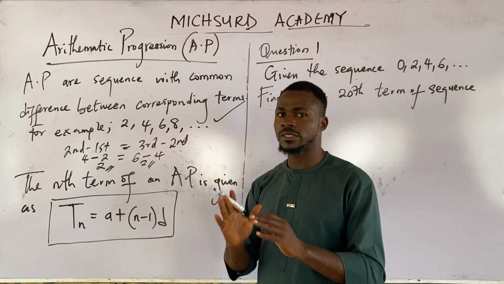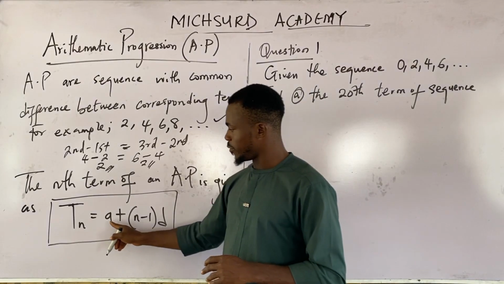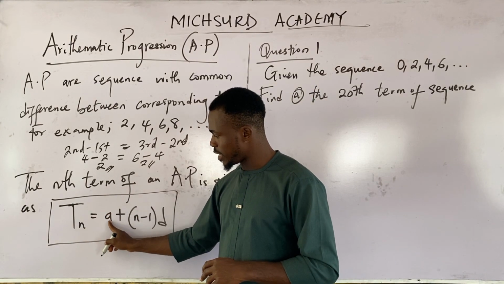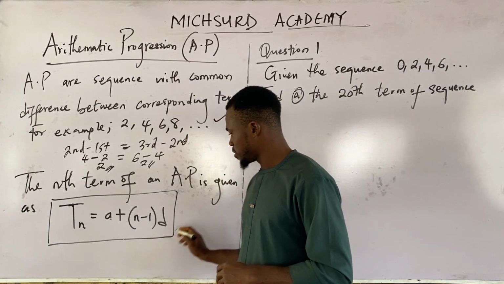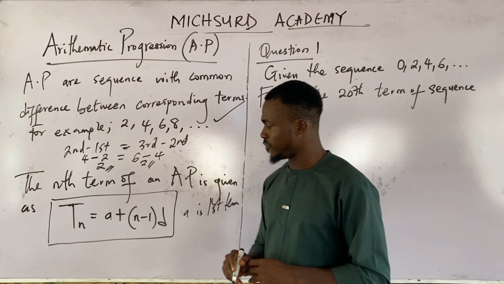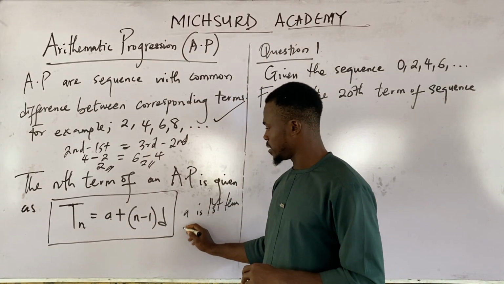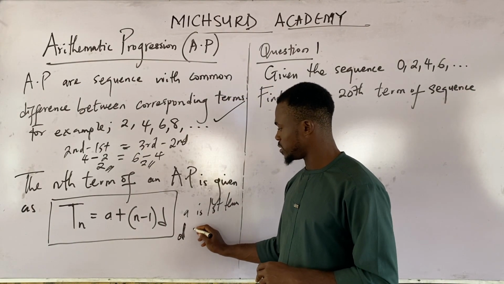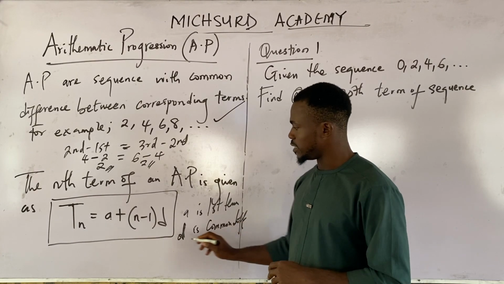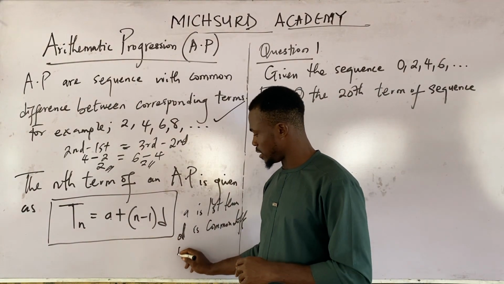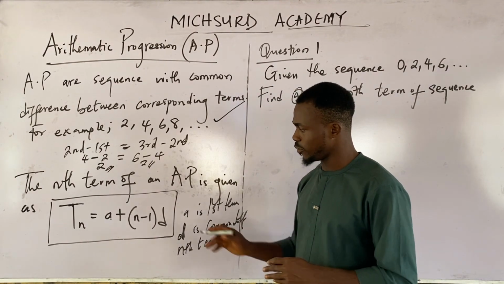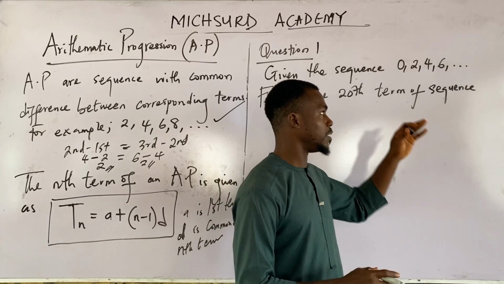So here we have that for a particular nth term, the A represents the first term, while D represents the common difference. Then n is the position of the term. So that is it. We are going to use this to solve some problems here.